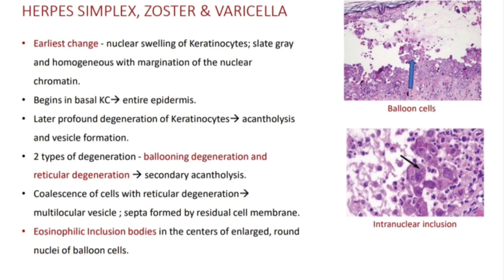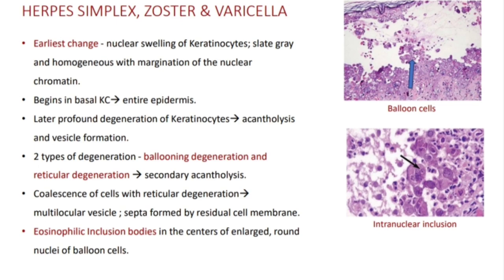So, it shows two types of degeneration: ballooning degeneration and reticular degeneration, both leading to secondary acantholysis. In ballooning degeneration, the keratinocytes become swollen and they lose contact with each other with space forming in between them, leading to secondary acantholysis. Reticular degeneration occurs when these swollen balloon cells rupture.